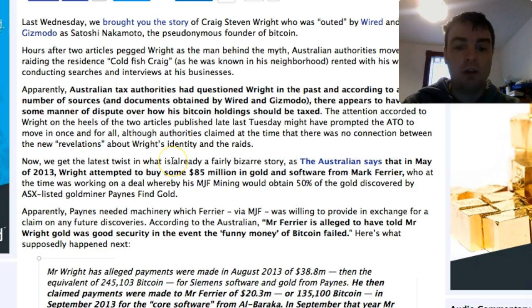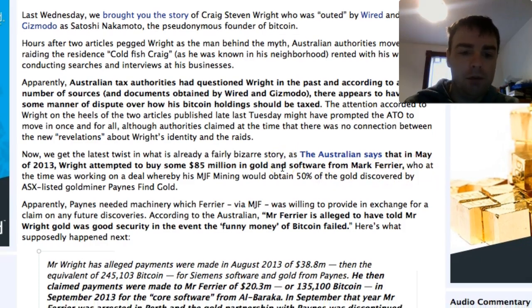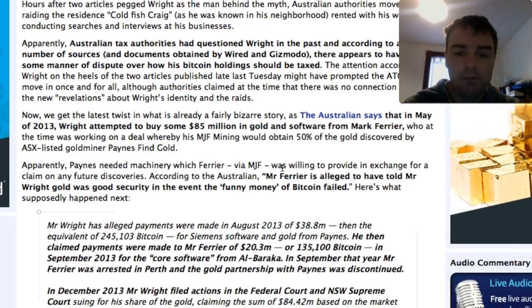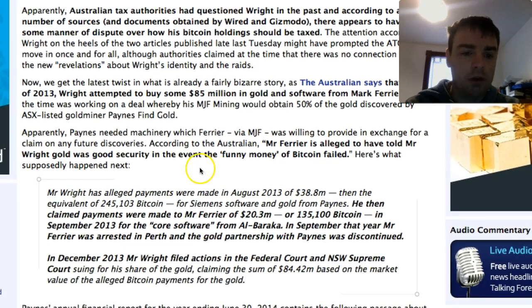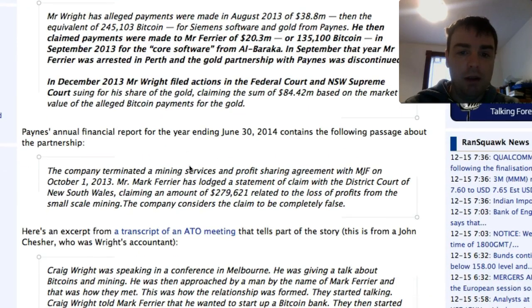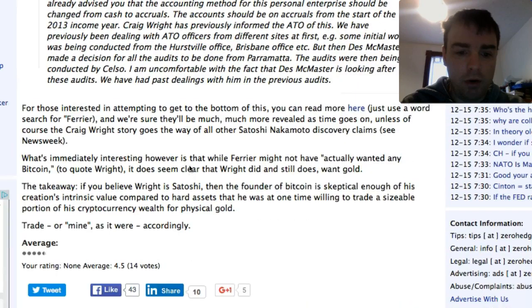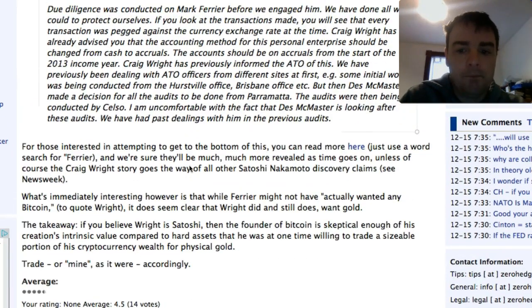Now we get the latest twist in what is already a fairly bizarre story. The Australian says that in May of 2013, Wright, the guy who created Bitcoin, attempted to buy some 85 million in gold and software from Mark Ferrier. So now there's a whole bunch of issues there where he wasn't paying his taxes, whatever. Mr. Ferrier is alleged to have told Mr. Wright gold was good security in the event the funny money Bitcoin failed. And so there were payments back and forth and tax issues. Let me get down to the point of the article, the piece that I want to talk about. For those interested in attempting to get to the bottom of this, you can read more here.